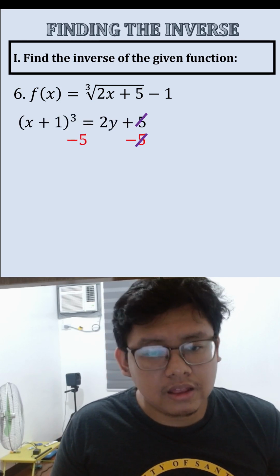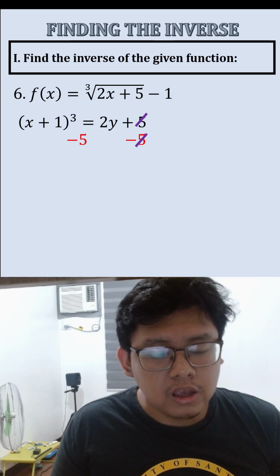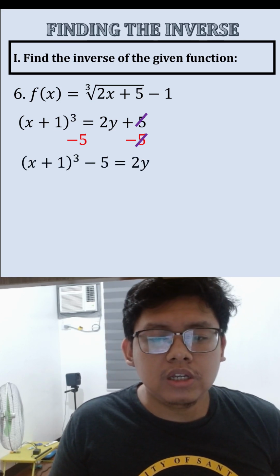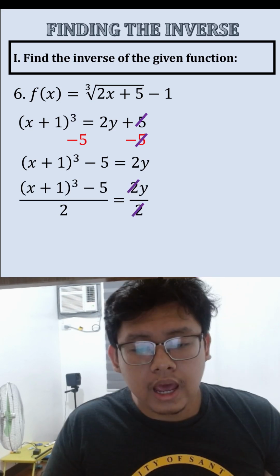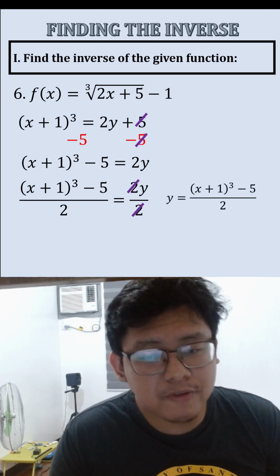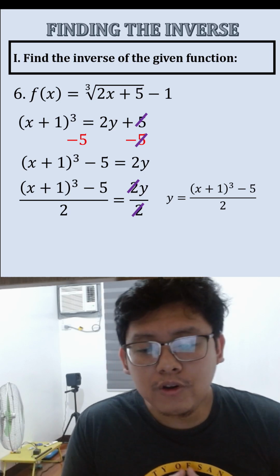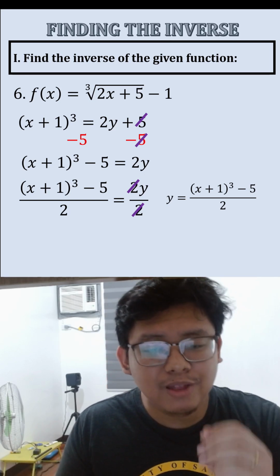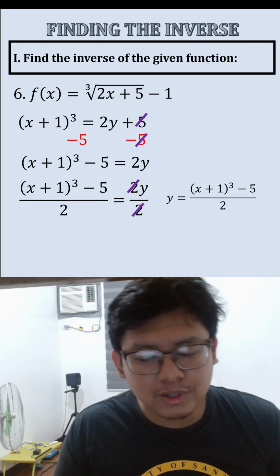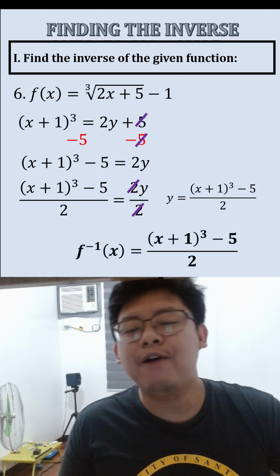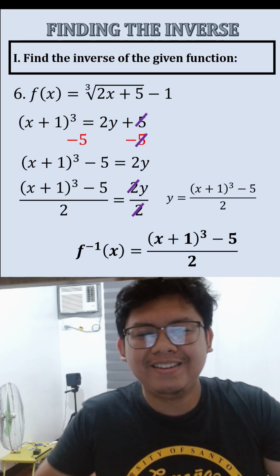Okay, so that we can isolate the variable y, subtract both sides by 5, and then after that, we will proceed to dividing both sides by 2. And that will give us y is equal to the cube of the sum of x and 1 minus 5 all over 2. And since y is already isolated, we will change it with its inverse notation, which is the inverse of f of x. And that would be our final answer. Ta-da! Alright.